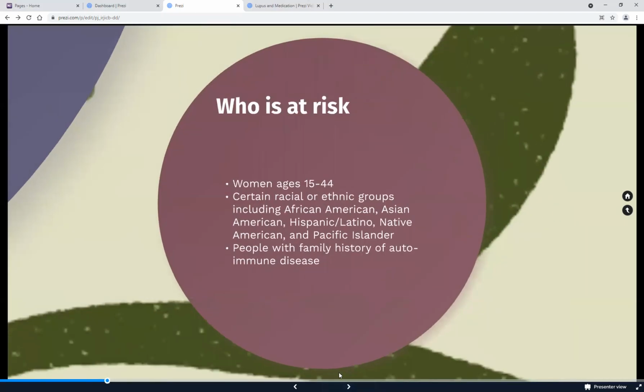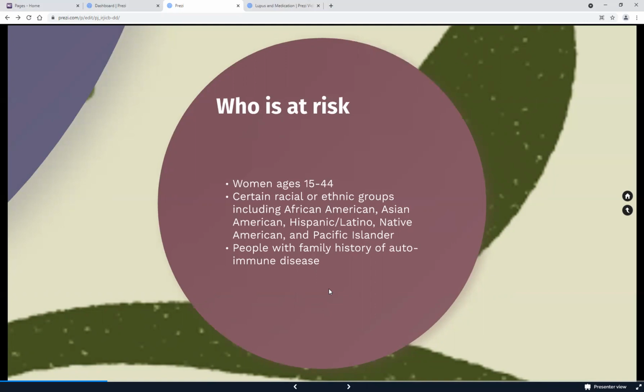In terms of who's at risk, we see some trends. Certainly it's impacting females more often than males, so we oftentimes see women between the ages of 15 and 44 being diagnosed with lupus. We do see some trends in terms of ethnicity and race, with lupus more commonly seen in African American communities, Asian American communities, our Hispanic and Latino communities, as well as Native American and Pacific Islander communities. We also think that there's a genetic component to this as well.